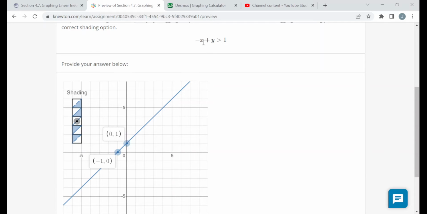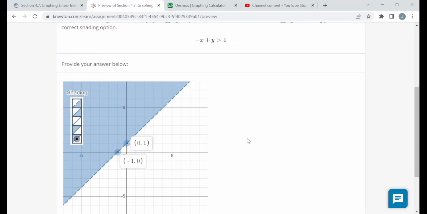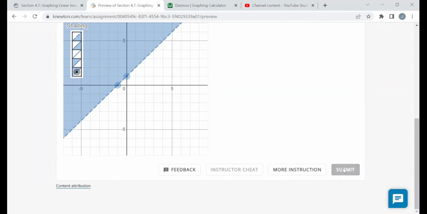And then if you plug in the origin, is 0 greater than 1? No. So the side with the origin won't have solutions. It'll be the side above. So it'll be a dashed line shaded above. That looks like this last box on the bottom here. And there we go. And again, you can draw it by hand if you wish, or look at Desmos. Great.